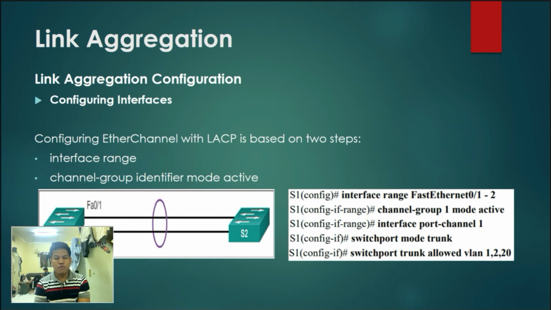The first figure shows the topology that is used for the configuration, verification, and troubleshooting examples in these sections. In the next example, the EtherChannel is configured as a trunk interface with allowed VLANs specified. Interface port channel 1 is configured as a trunk with allowed VLANs 1, 2, and 20.